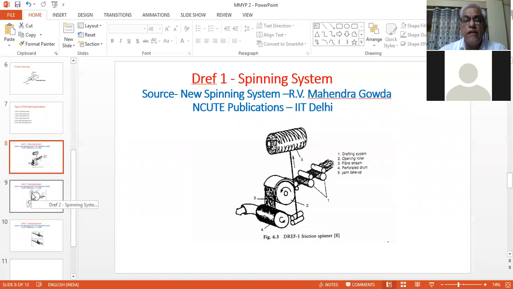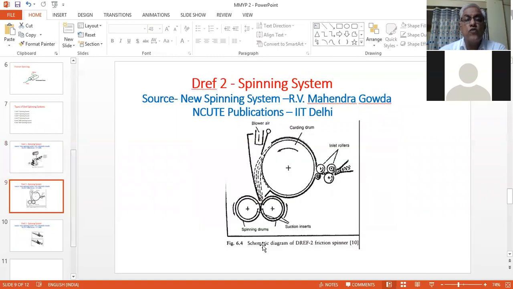Today we will study the DREF 2 spinning system. This kind of spinning system is an improved form of DREF 1. In DREF 1 there was only one perforated drum. Here we are using two spinning drums, or perforated drums, for production of the friction spun yarn.